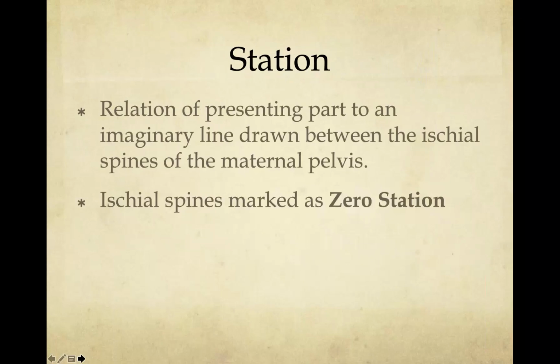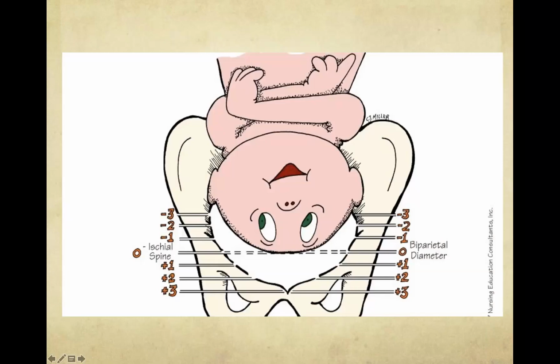Station, you think of your ischial spines. It's an imaginary line in between the two ischial spines, and that would be at 0 station. Positive station is closer to the baby coming out, closer to the crowning, and negative is closer to the diaphragm, if you want to look at it that way. So here you go. Here is your ischial spine at 0, and then -1, -2, -3, +1, 2, and 3.